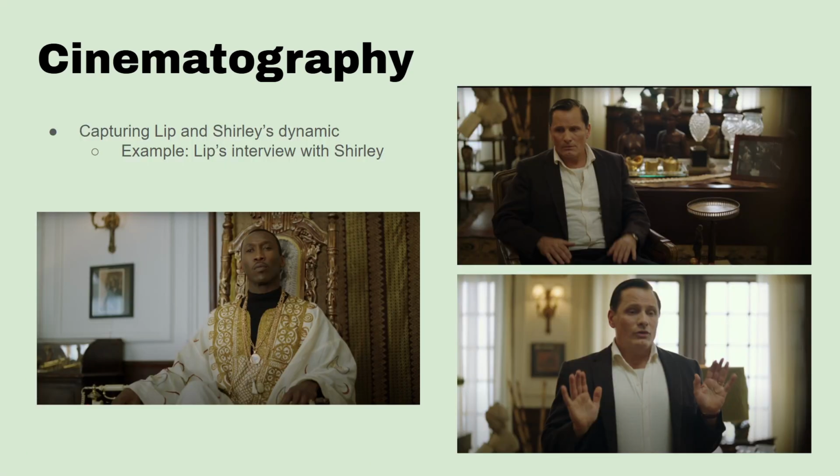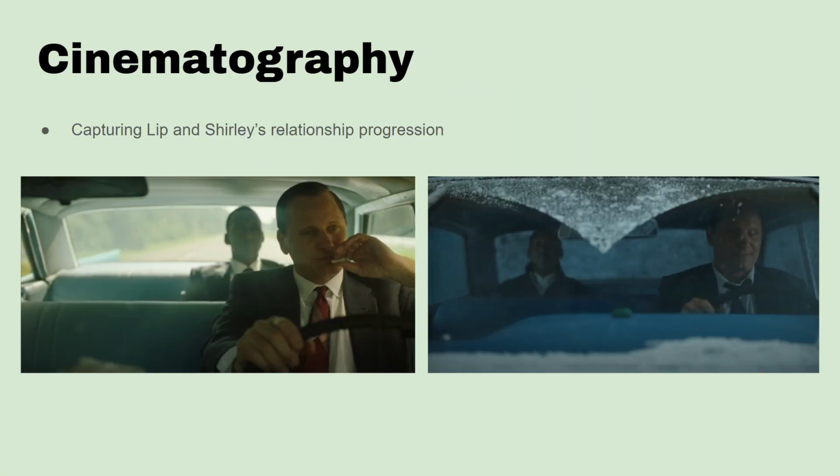Camera work is also used to capture Lip and Shirley's dynamic. For example, when Lip and Shirley first meet at the interview, Shirley is shot from a low angle and Lip is shot at a high angle. It makes it seem like Shirley has more power in this situation. However, when Lip rejects the job and the camera follows him as he stands up, we can see the power dynamic shift as the camera switches from a high angle to a normal angle. Although the scene begins by implying that there's an unbalanced power dynamic, by the end we can see that in actuality they both need each other for different reasons.